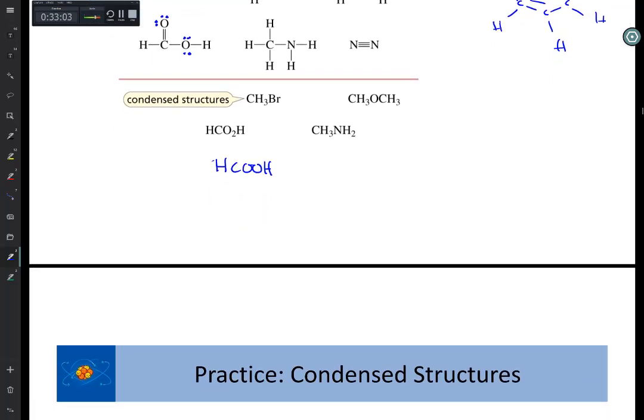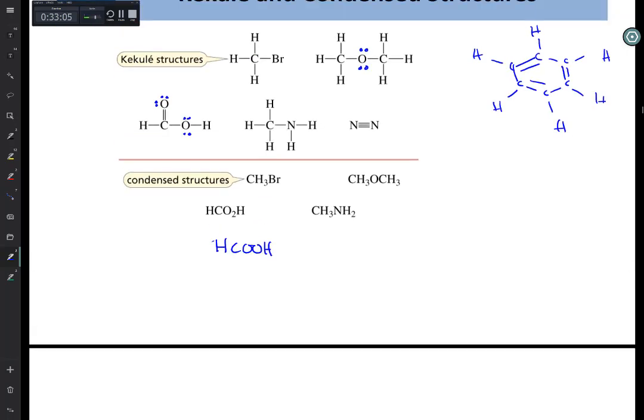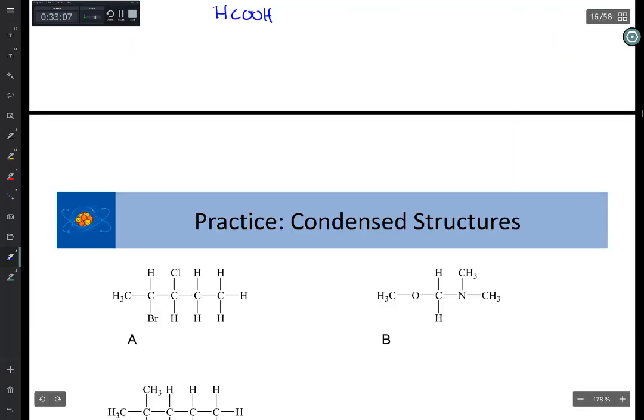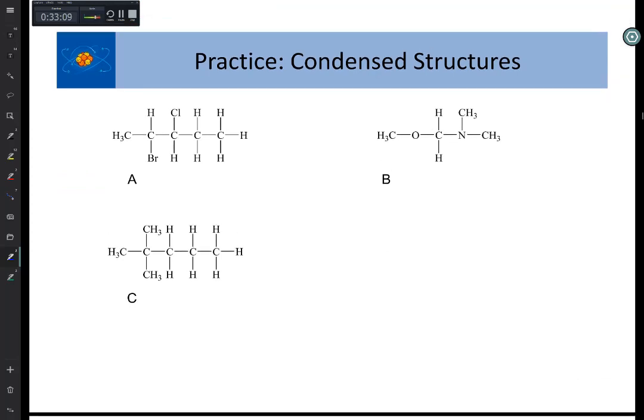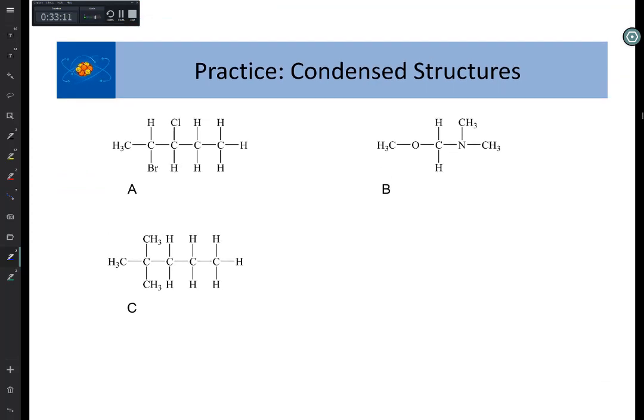Okay, but we're in a practice, right? I can say you can see it, but there's always. Of course, and then I didn't pick the simplest ones. Okay. So we're going to make a condensed structure out of that, out of A.